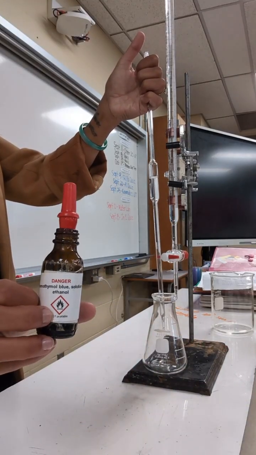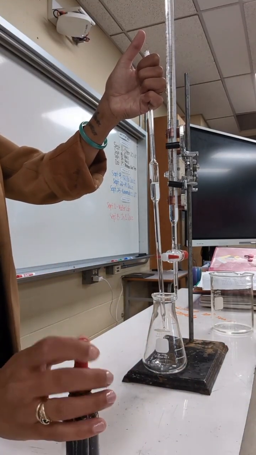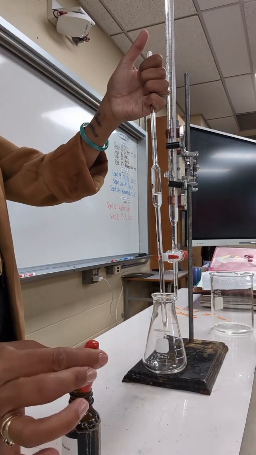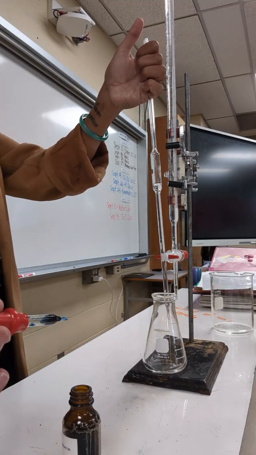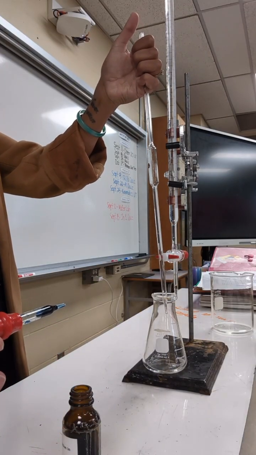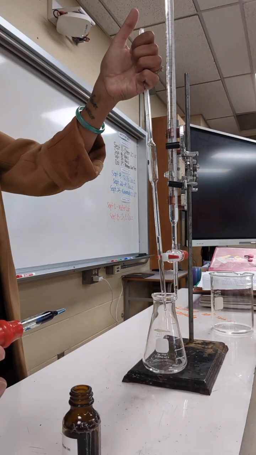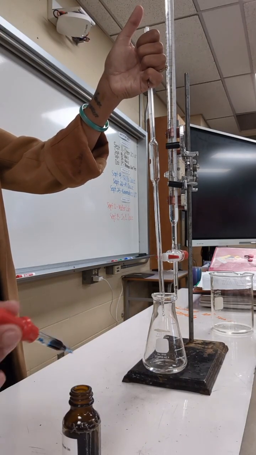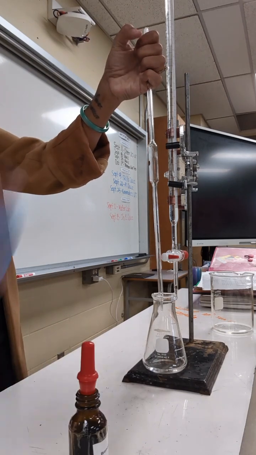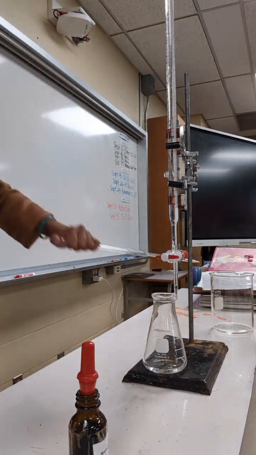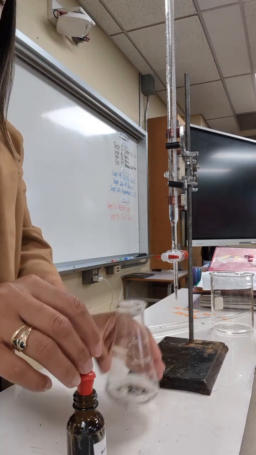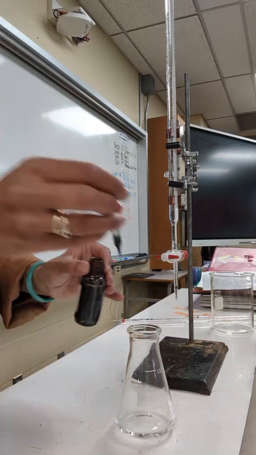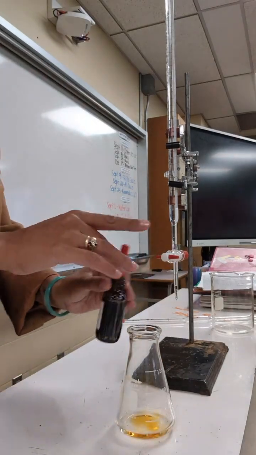And then I have to add the indicator. I'm using bromothymol blue, which is yellow in an acid and blue in a base. If I do my titration perfectly, I will get that nice green color. So now my acid is in the Erlenmeyer flask. I'm adding in the bromothymol blue, and I'll watch my solution turn yellow.